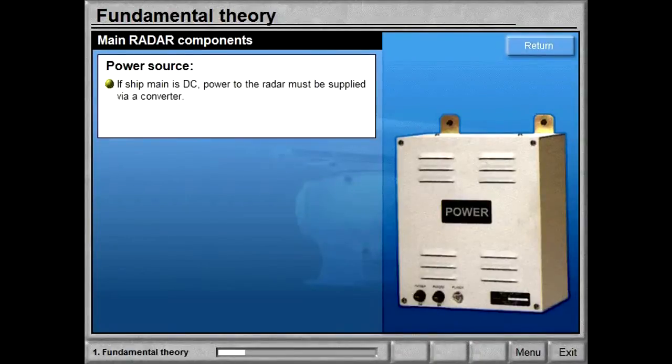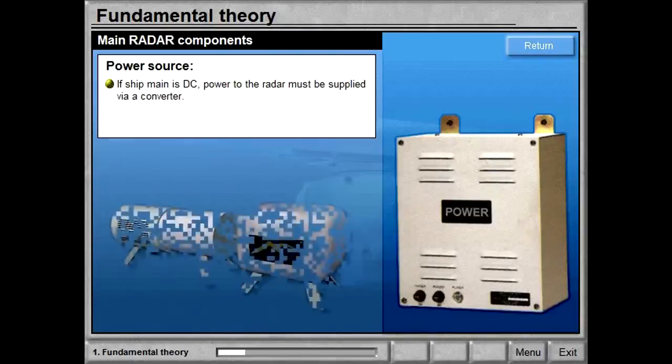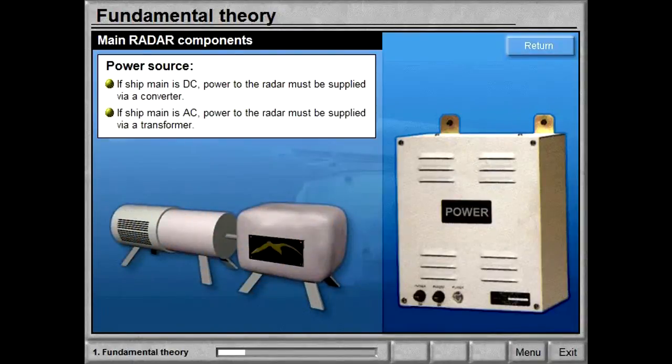The radar receives power from the ship's main power source. If the ship's mains provide DC voltage, this must be fed to a converter, which changes the voltage to the input level required by the radar equipment. If the ship's mains provide AC voltage, this is fed to a transformer, which provides the required output.